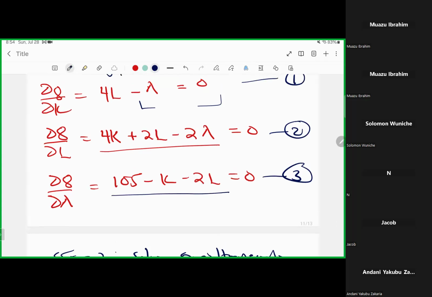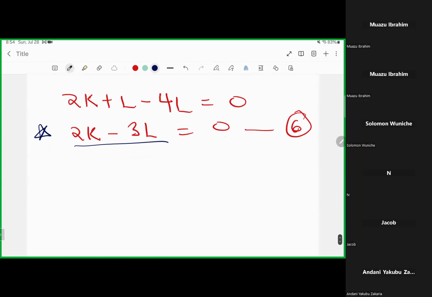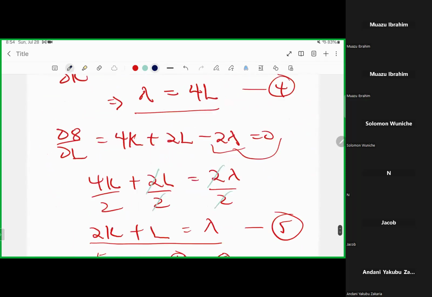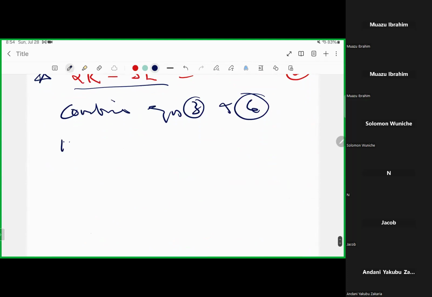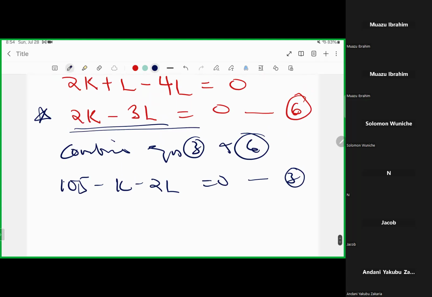So we are now going to combine equation 3 and equation 6 to solve it. Equation 3 is the same thing as our budget constraint function, which is here: 105 minus K minus 2L is equal to 0. This is equation 3. And equation 6 will be this one.